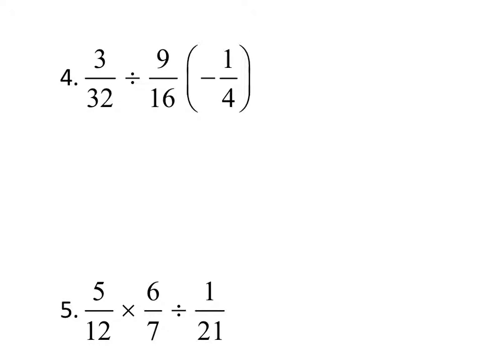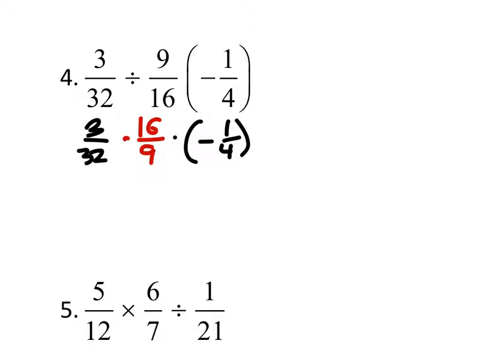So we got 3 over 32 divided by 9/16. So just focusing on those two, I'm going to completely ignore that negative 1/4 and just work with my division there. So that should give us 3 over 32, but now it's multiplied by 16/9 because I'm reciprocating that fraction. Now I can look at this with the multiplied by -1/4 because this is all multiplication. So we could simplify this stuff. 3 and 9, that's a 1 and a 3. 32 and 16 is 1 and 2. That turns out pretty nice.